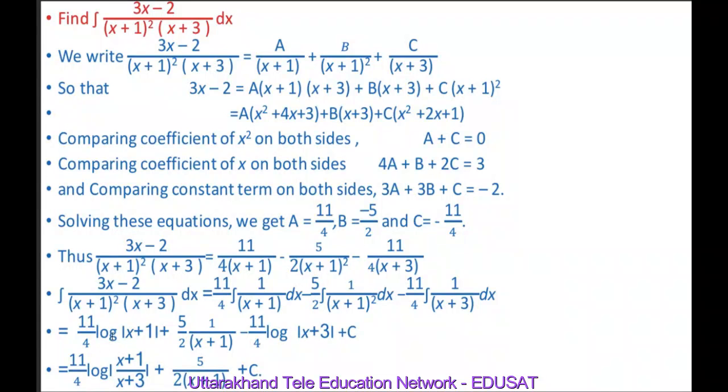So we know that integration of log m minus log n is log m upon n. 11 upon 4 is constant in both the terms. So 11 upon 4 log x plus 1 upon x plus 3 plus 5 upon 2 x plus 1 plus c. So we have obtained the integration of this proper rational function, in which we had in the denominator x plus 1 whole square and x plus 3. This is a linear factor and this is also a linear factor, but it is repeating twice.